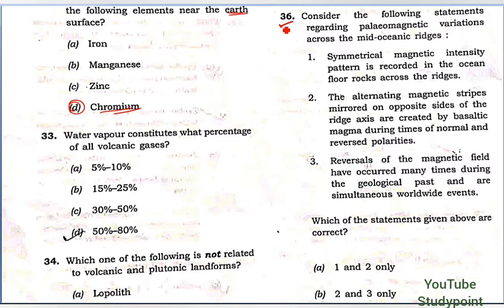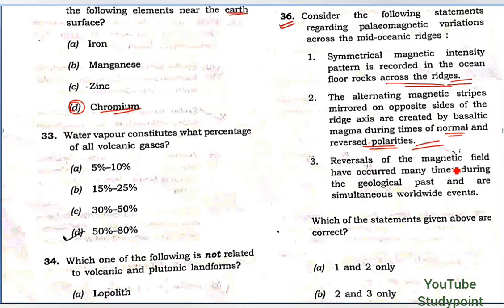Next, question number 36. Consider the following statements regarding paleomagnetic variation across the mid-oceanic ridges. Here three statements are given. Statement 1: Symmetrical magnetic intensity pattern is recorded in ocean floor rocks across the ridge. This is right. Statement 2: The alternating magnetic strips mirrored on opposite sides of the ridge axis are created by basaltic magma during the time of normal and reverse polarity. This is also right.